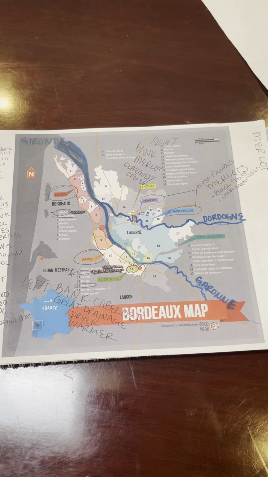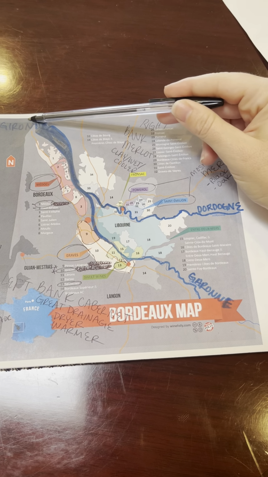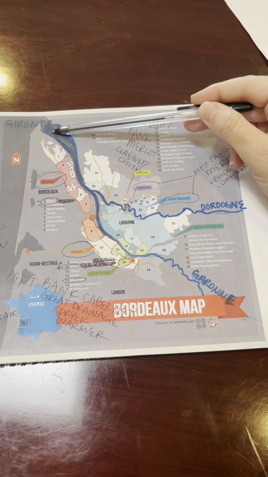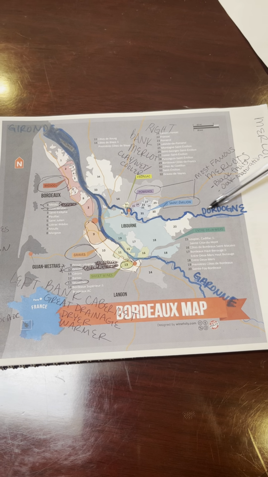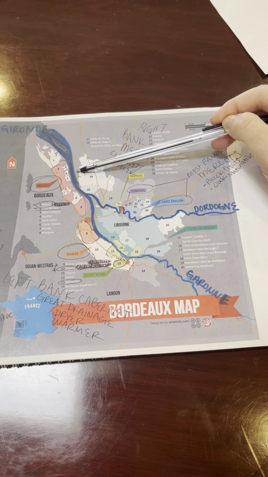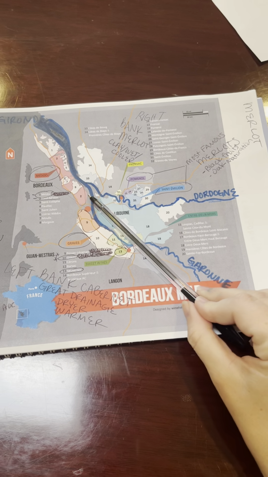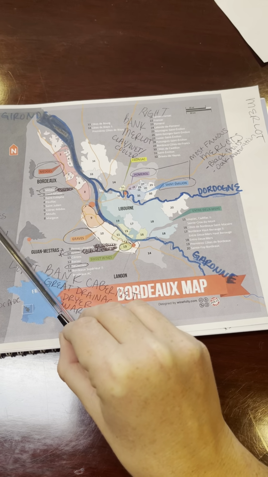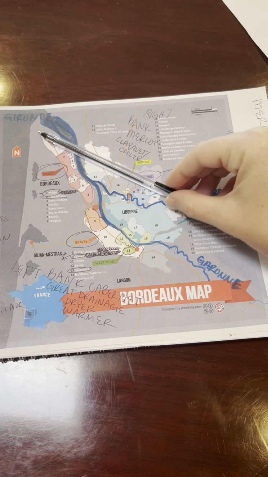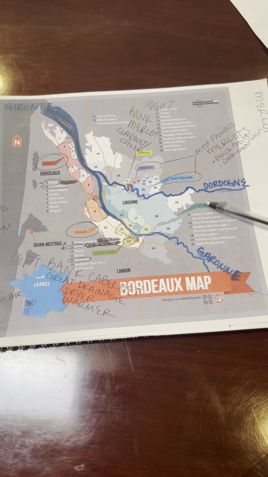So this is a map of Bordeaux. Again, we have the Gironde portion that meets the Atlantic Ocean, and then these two rivers split off, Dordogne and Garonne. We have everything from here over is left bank, and everything from here, from this area up is right bank, and in the center is Entre-Deux-Mers.